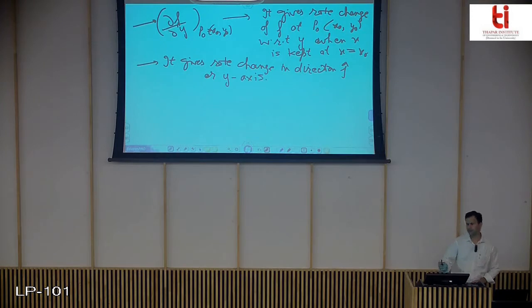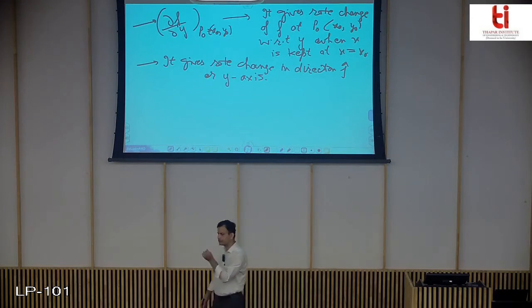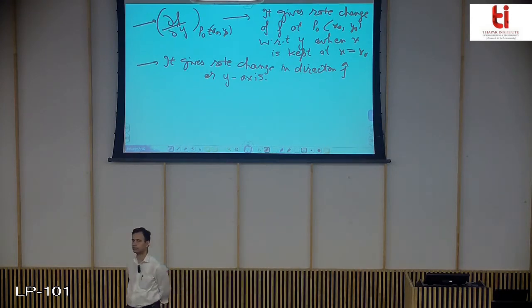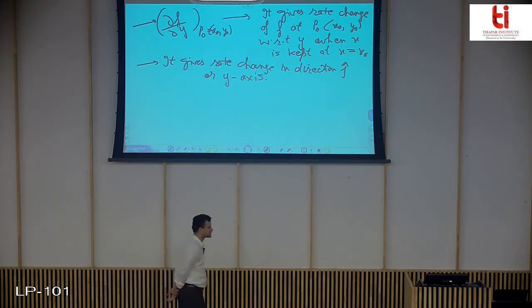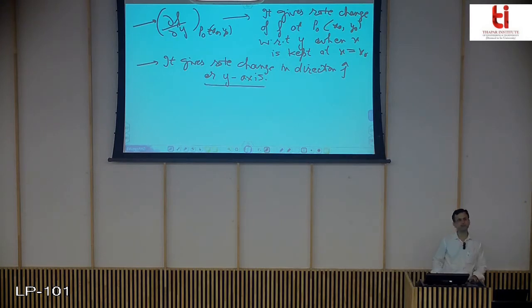Now, what is the use of telling you all these things in the beginning of your directional derivative? The main thing is that if you see the partial derivative with respect to x and with respect to y, they are giving you the rate of change. One is giving you in the direction of the y-axis and the other is giving you in the direction of the x-axis. Say this is your x-axis, this is the y-axis.